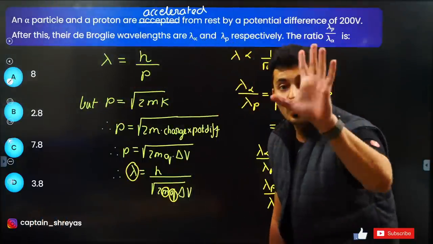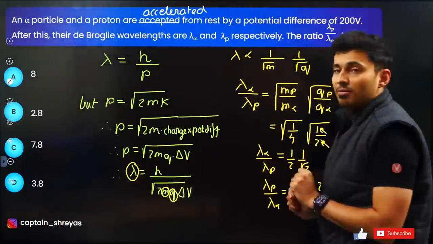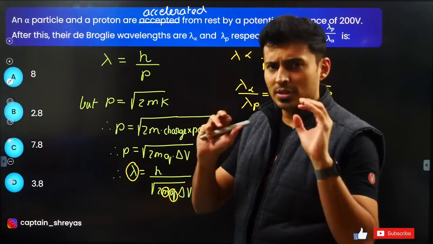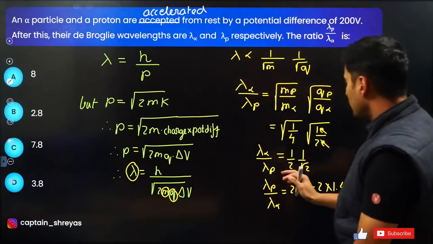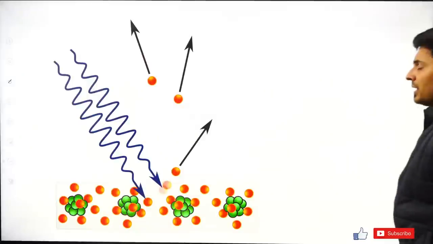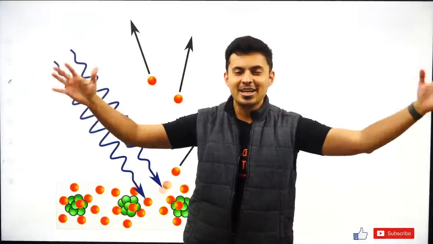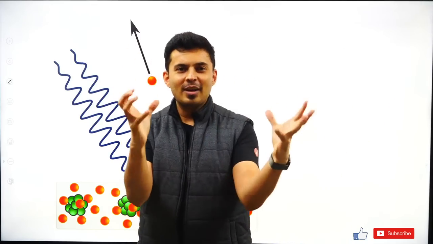Understood? So this was a good problem on de Broglie wavelength and acceleration. These kinds of questions are very common in the NEET examination, let me tell you that. Let's do the next part, and that is the photoelectric effect. I have some wonderful animations to make you visualize the photoelectric effect. So guys, today is the time where you're going to actually visualize the photoelectric effect.